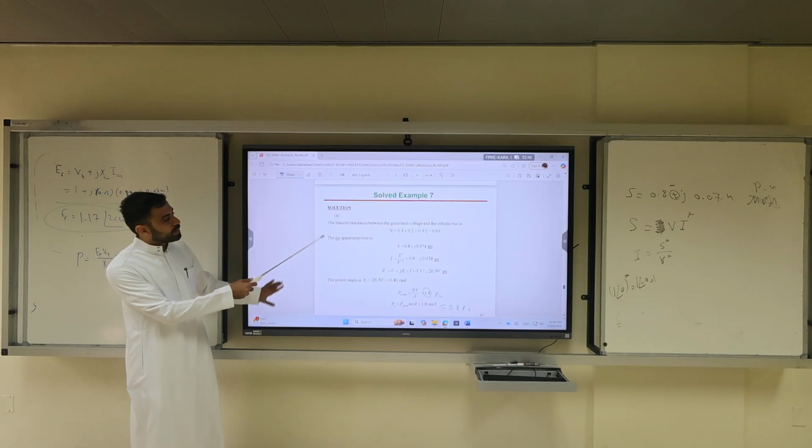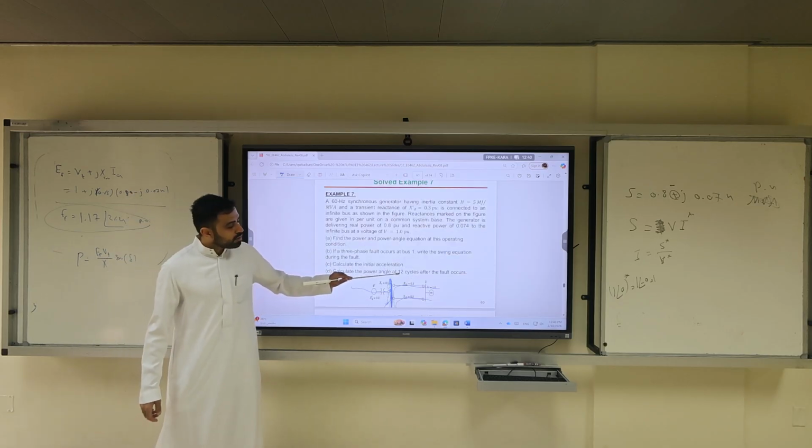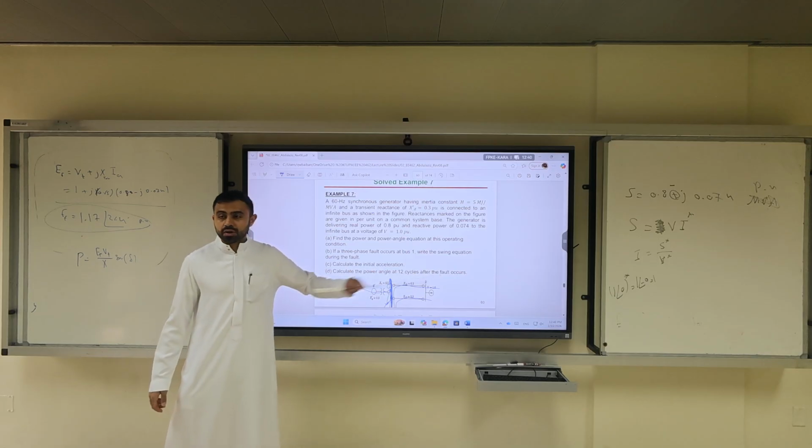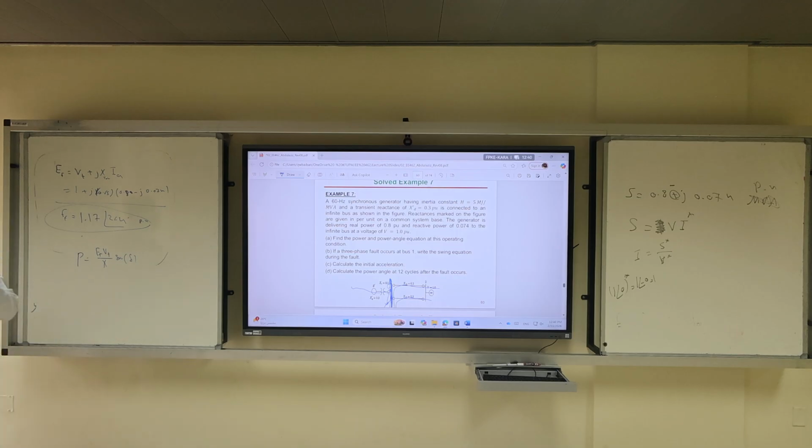Now we will see an example here. Part D is calculate the power angle at 12 cycles after the fault occurs. Here is one information about power system protection. If you cannot clear your fault in 12 cycles, you will cause fire.